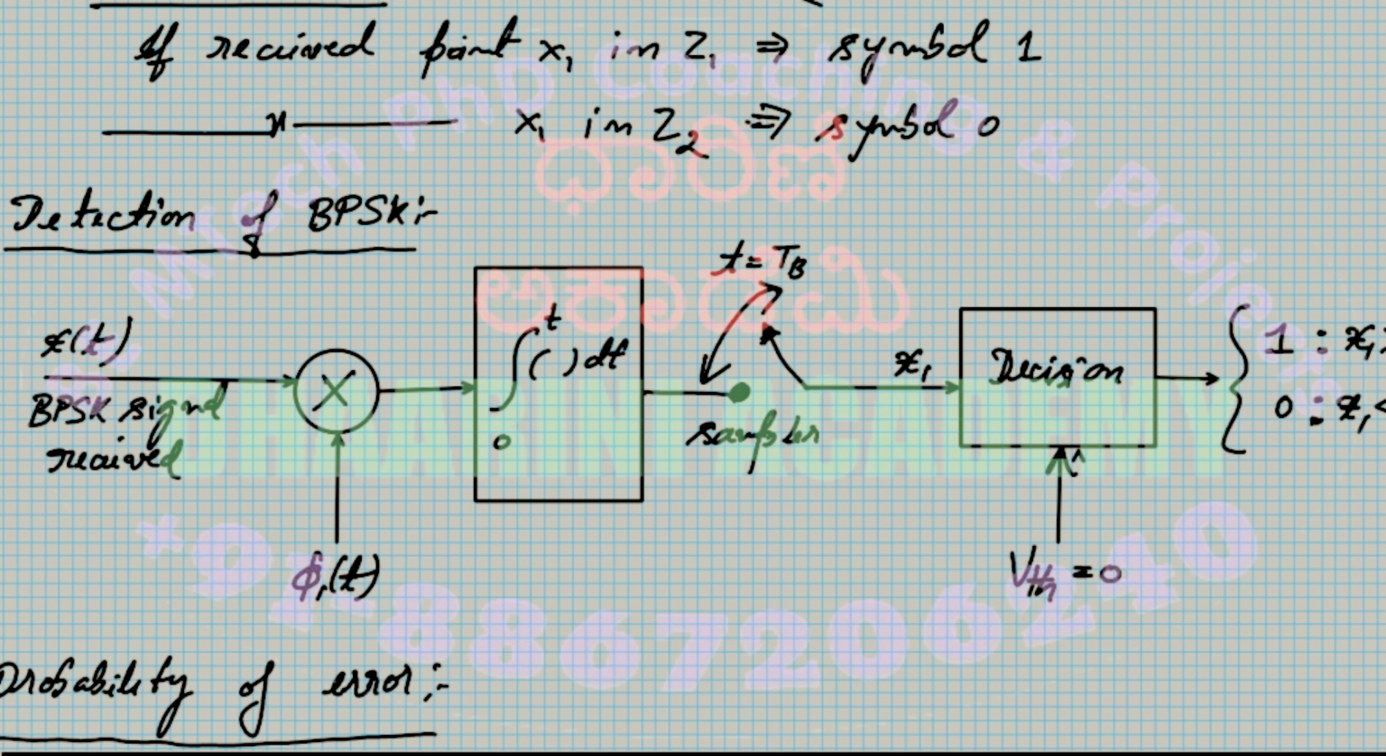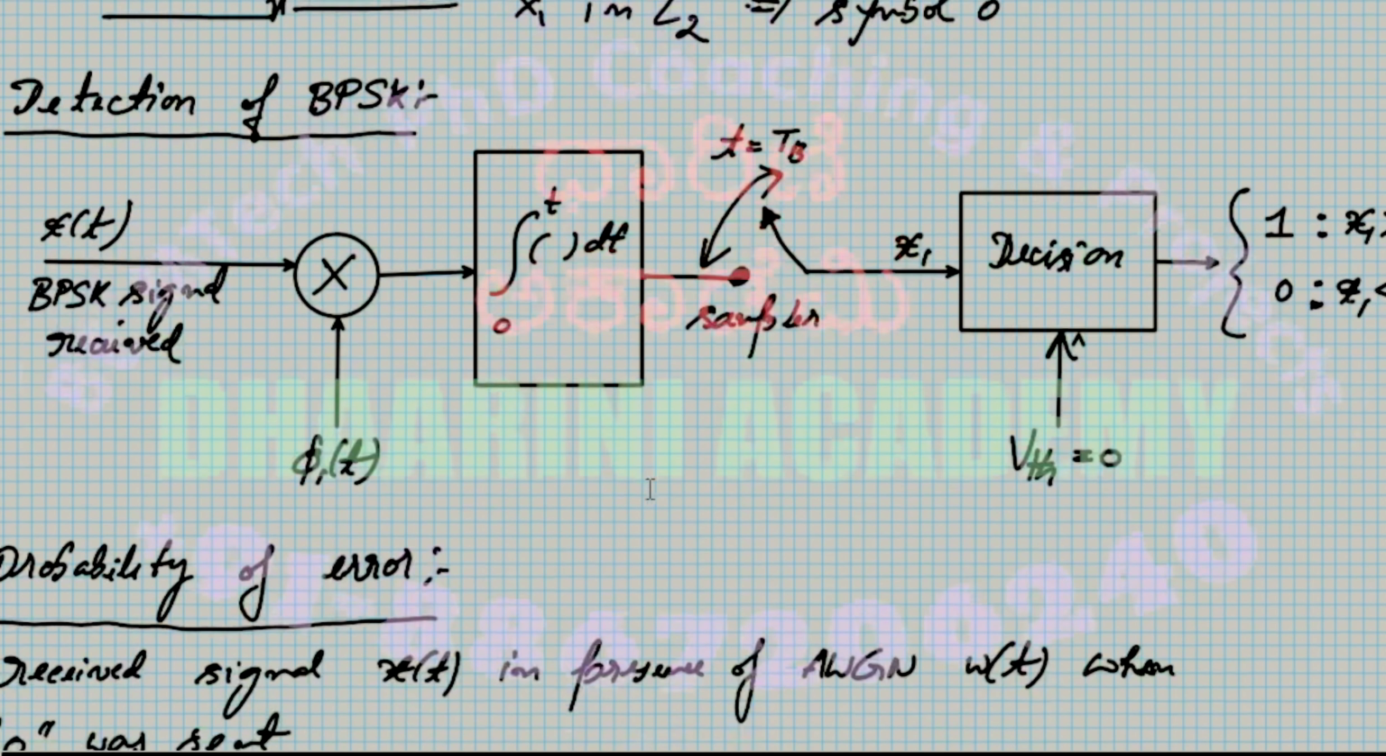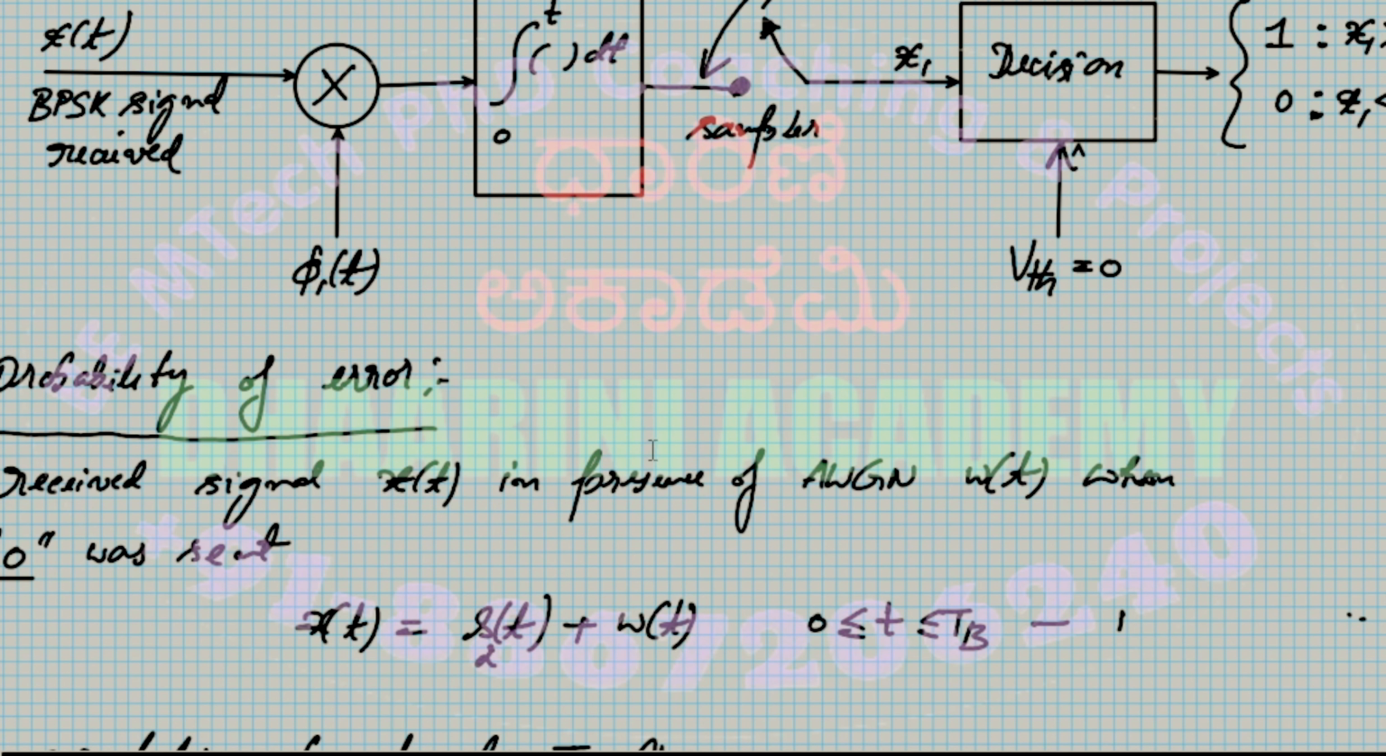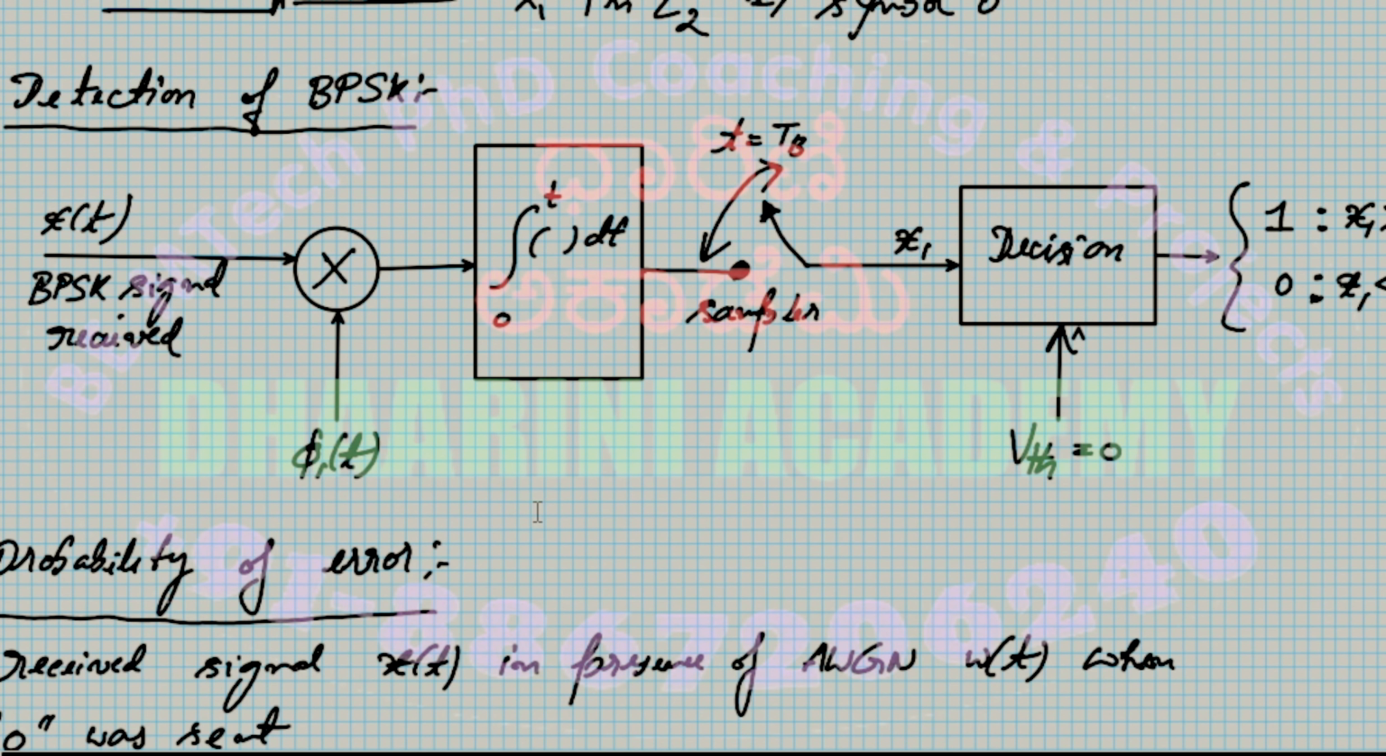Okay, so we call this whole part together, x of t is correlated with phi 1 of t, which means you get the output of the integrator. That's how we try to represent it. Right? Okay, block diagram is clear.